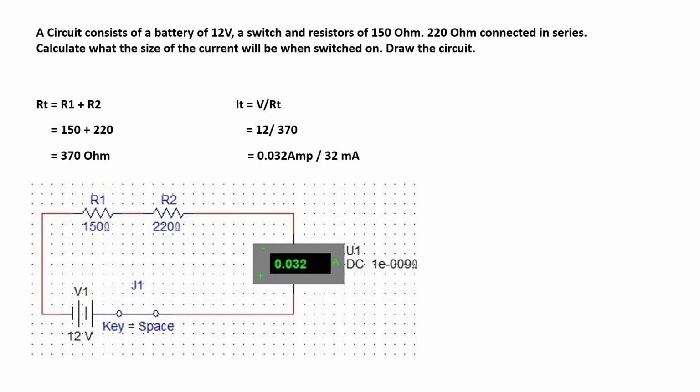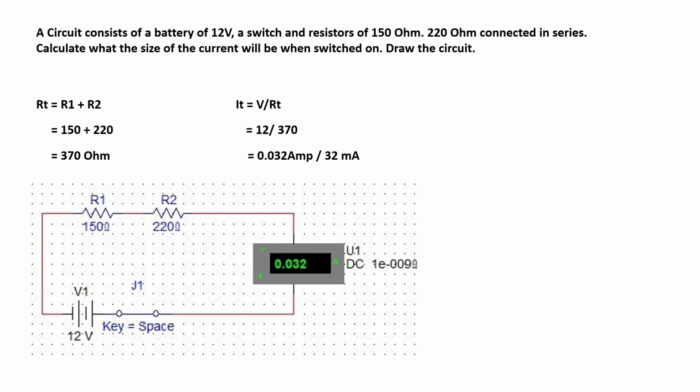A circuit consists of a battery of 12 volts, a switch, and a resistor of 150 ohm and 220 ohm connected in series. Calculate what the size of the current will be when switched on and draw the circuit. This will basically be your calculations and how the circuit will look, what you need to draw.